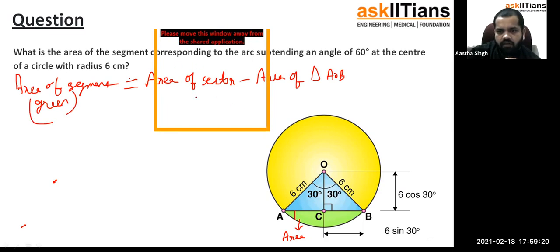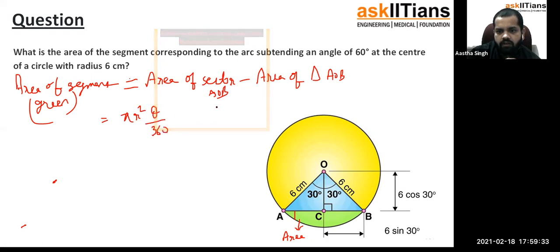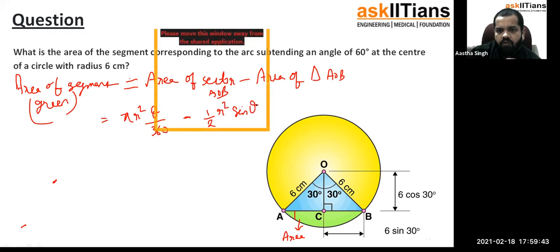What is the area of sector? Area of sector AOB, right? Area of sector will be equal to pi r square theta upon 360, right? Minus area of triangle. So basically, your area of triangle will be half r square into sin theta. I will let you know why.